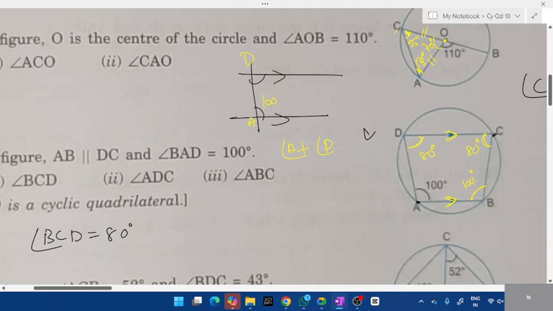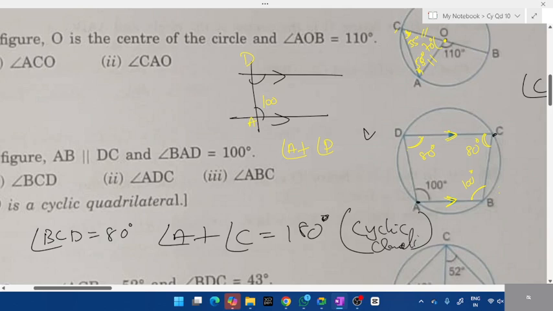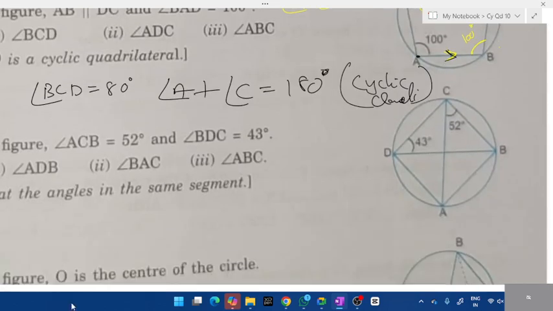BCD. So angle A and angle C. Just because angle A was 100, BCD. The sum of opposite angles of a cyclic quadrilateral is 180 degrees. Right, like this: angle A plus angle C is 180. Or if it's too lengthy, just write cyclic quadrilateral. It is understood. Cyclic quadrilateral, angle A plus angle C is 180 degrees. After that, the parallel line concept. Two lines are parallel. Angle A and angle D are allied angles or co-interior angles.